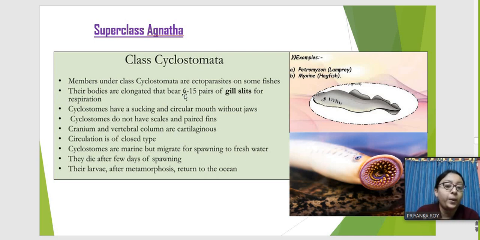They are actually ectoparasites, and therefore they do not need to have a proper digestive system. So they have a mouth without jaws, and it is capable of sucking, so they can suck the nutrition from whatever fishes they have adhered on. So they have this capability.